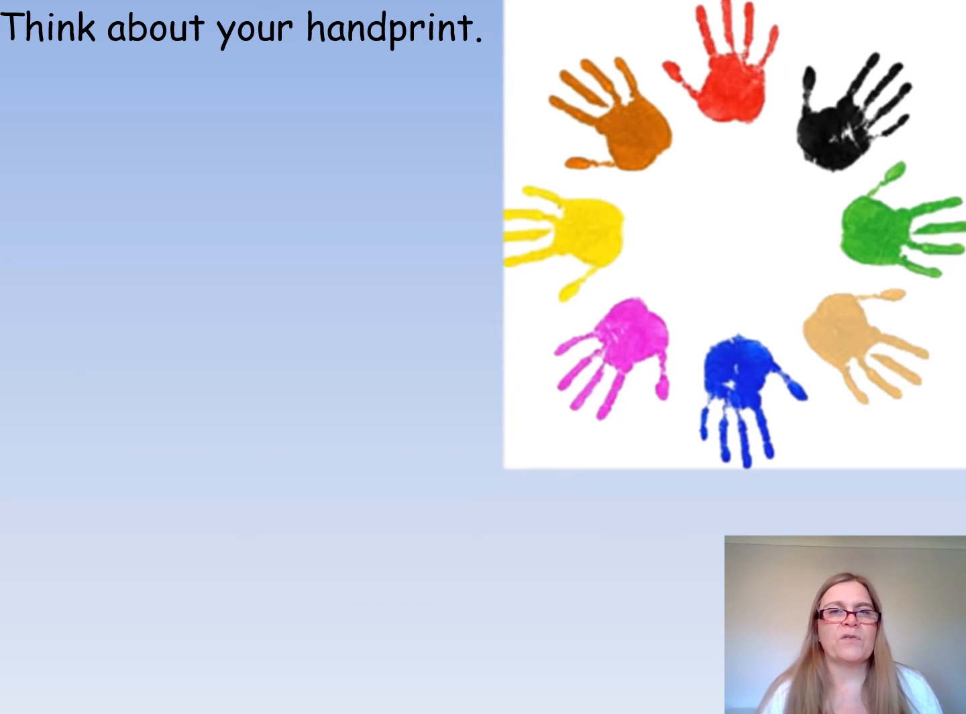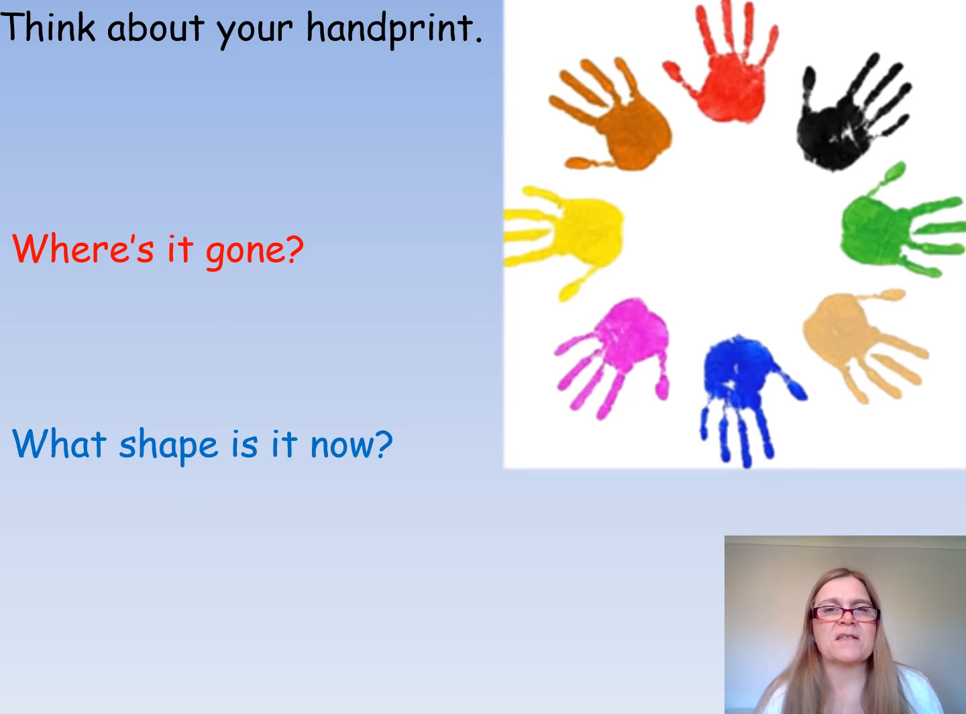Think about your handprint again. Where is it now? Yes, it's water vapour in the air. What shape is it? No, not anymore. The water vapour won't stay in a handprint shape. It would be lovely if it did. Just think about all those handprints floating around. Unfortunately, it doesn't though, because the water vapour particles move quickly apart, which is why we can't see the water vapour.